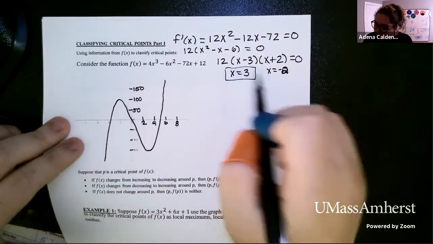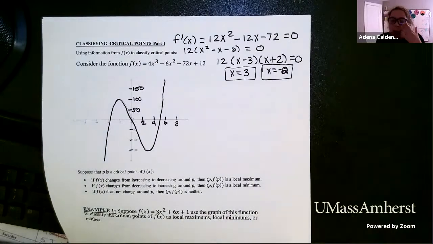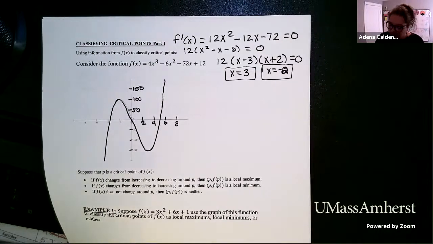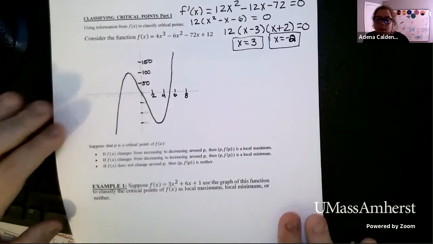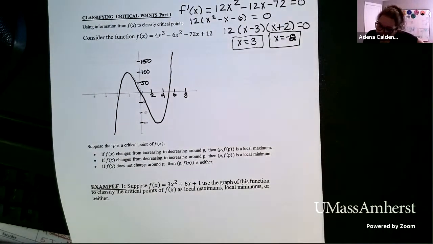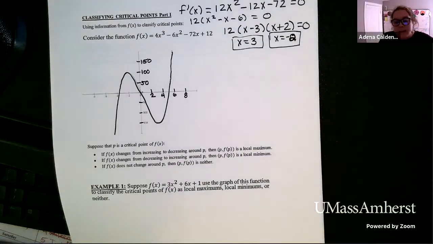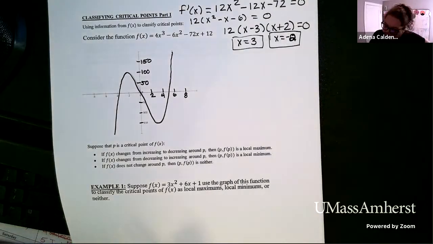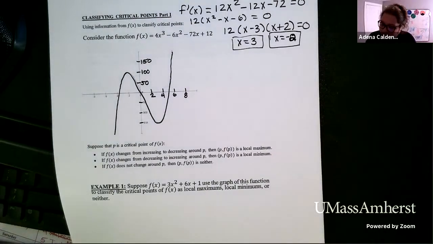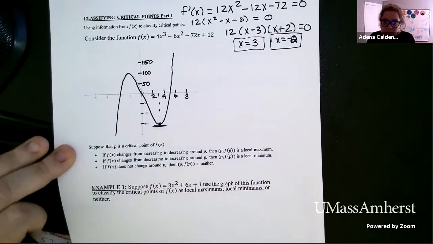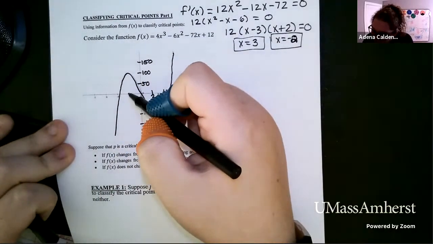Okay, so that's always the first step. We got to know where the critical points are, and we'll look at this a bunch of different ways. But here, the first test we're going to use is the original function, right? So if we have information about the original function, we can look at where the original function is increasing and decreasing around the critical point to figure out what type of critical point it is. So what does that mean? That means we want to look at what's happening at 3, and we want to look at what's happening at -2.